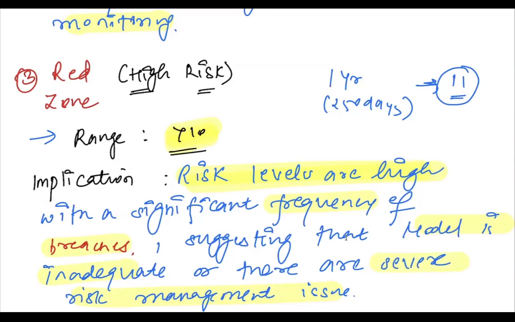It's very simple: when more losses are happening in your portfolio, something is wrong. And if there are more losses, the first question is why the model was not able to capture it. Now you will say either the model was inadequate, or there are severe risk management issues. That's why we were not able to predict the losses, and that's why we now see more breaches happening in our portfolio. So this was all about the green zone, yellow zone, and red zone.